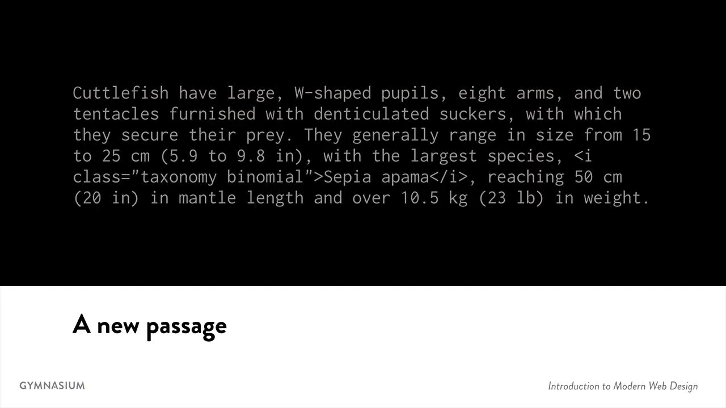So let's look at a new passage here. Here we have another passage from the Cuttlefish website, and we see a familiar friend in there, an I element with a class of taxonomy, so it shares that with the other two instances of I that we saw earlier. But in this case, we're dealing with a binomial, which is the genus and the species, Sepia apama. But I don't want to focus on that. I want to look at a different challenge.